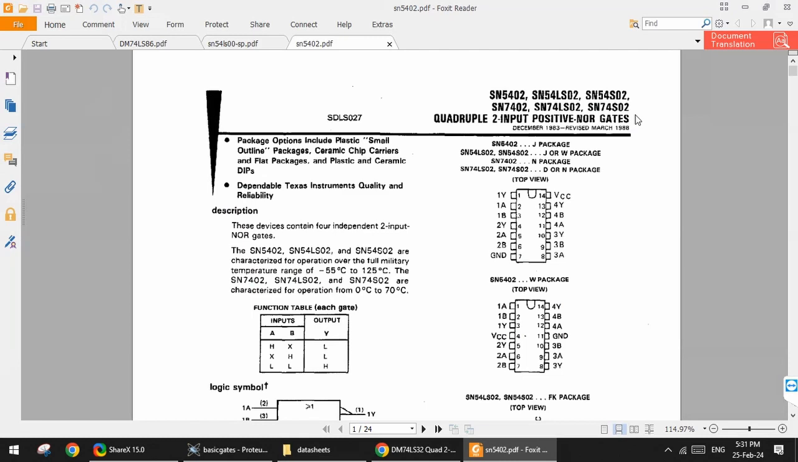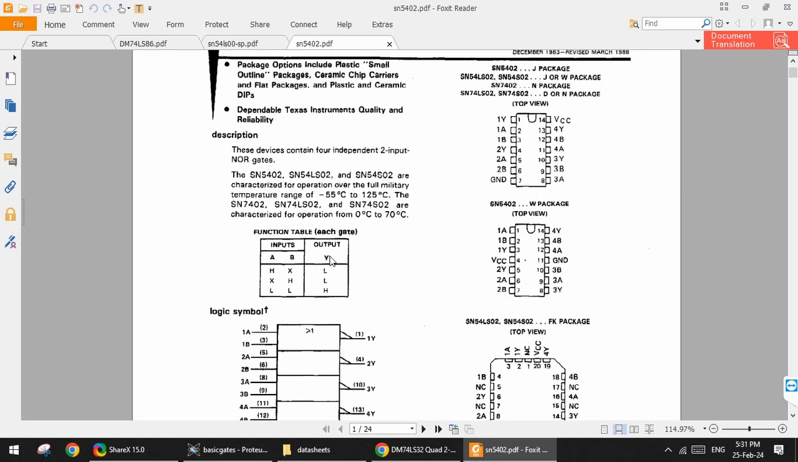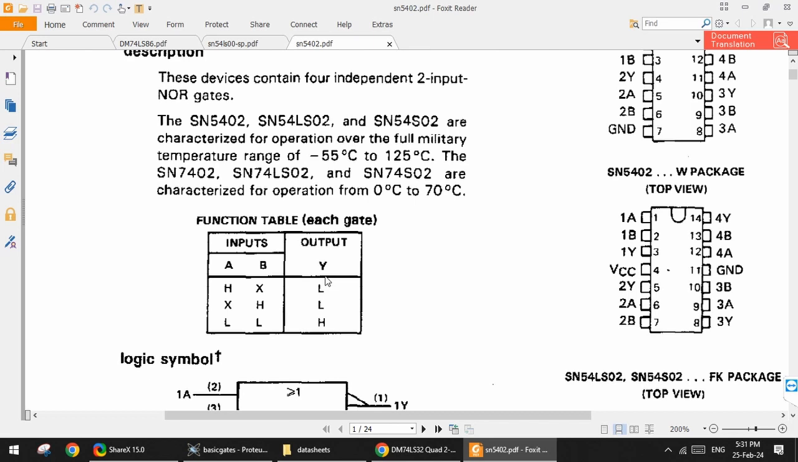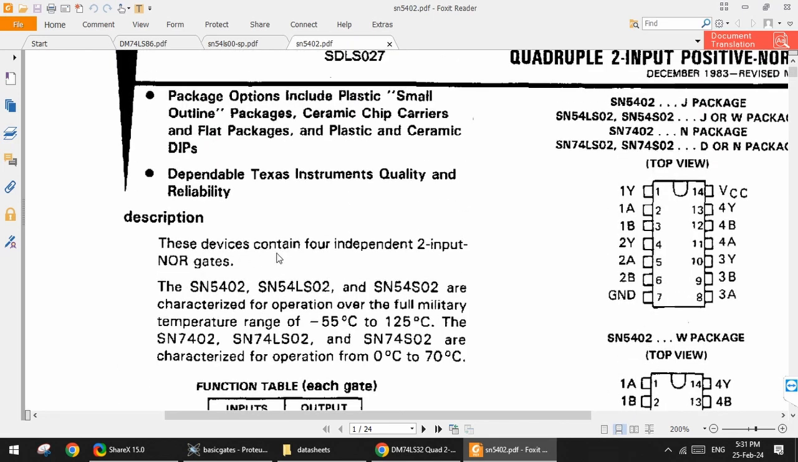All right, so you can see this one is quite old. Many times these are basic gates and the data sheets don't change. So on the internet you may find scanned versions which look like very old written documents. Again, in the function table you can see that you have X returns, and this row basically means that the output is the same for input A being high and input A being low. You can see the description: the device contains 4 independent 2 input NOR gates.